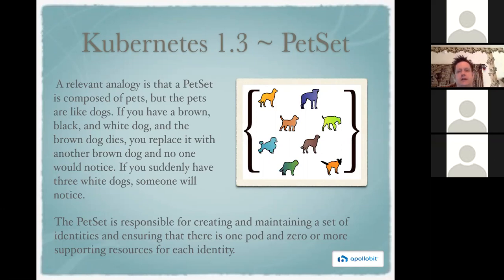And that's the whole idea of identity within an application. Specifically, clustered and distributed apps are notorious for having to have such identities as DNS, storage, etc. PetSets is responsible for creating and maintaining a specific set of identities of pods, 0 or more supporting resources, as well as scaling that installation.